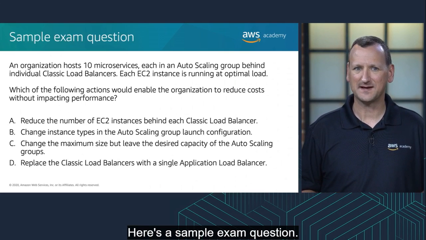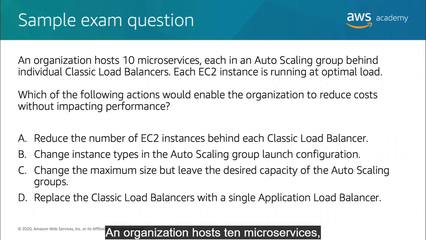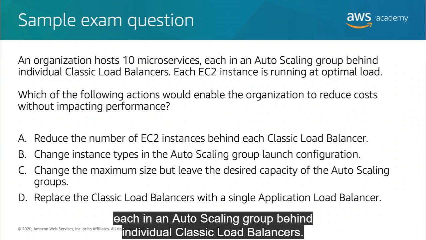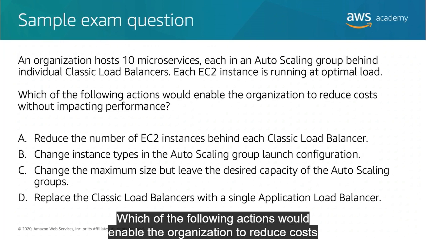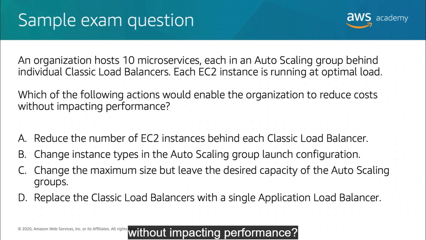Here's a sample exam question. An organization hosts 10 microservices, each in an auto-scaling group behind individual classic load balancers. Each EC2 instance is running at optimal load. Which of the following actions would enable the organization to reduce costs without impacting performance?